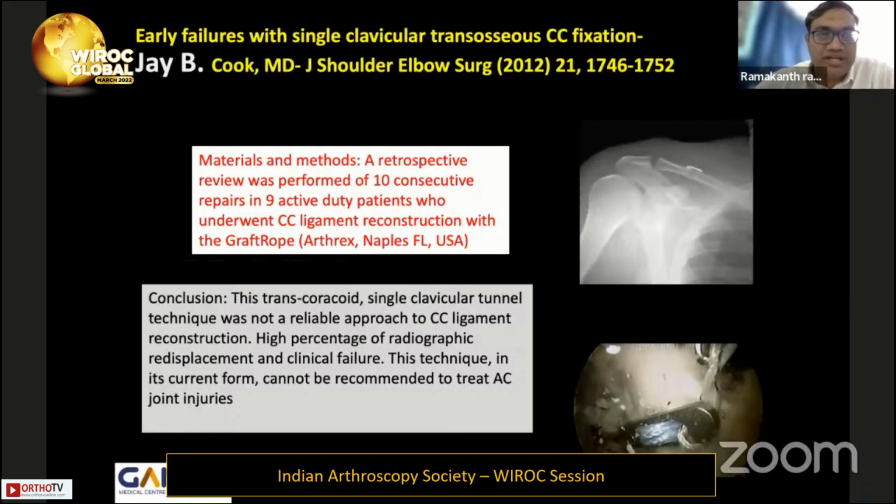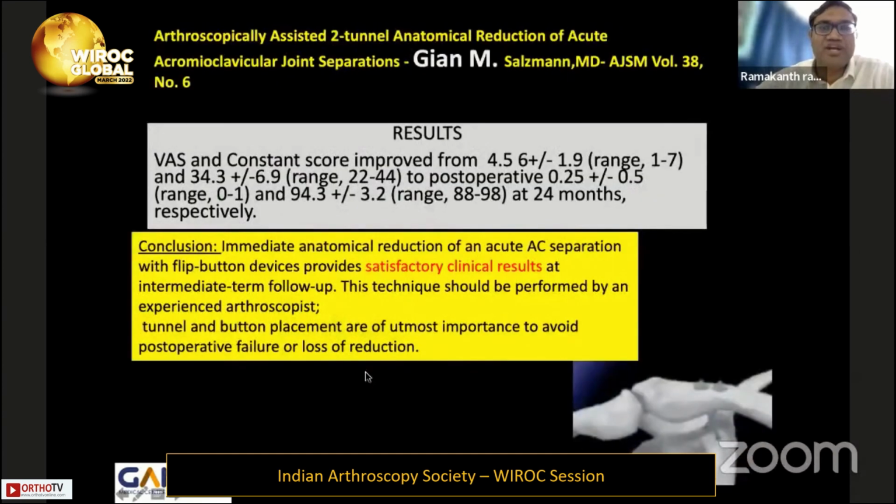So coming to the literature review, Jay et al. from his study has shown that a single clavicular tunnel is not a reliable option for CC ligament due to a high percentage of displacement and clinical failure, while Gian et al. has recommended the double tunnel technique for anatomical reduction in cases of acute AC dislocation with flip buttons, and he showed satisfactory results at the intermediate follow-up.